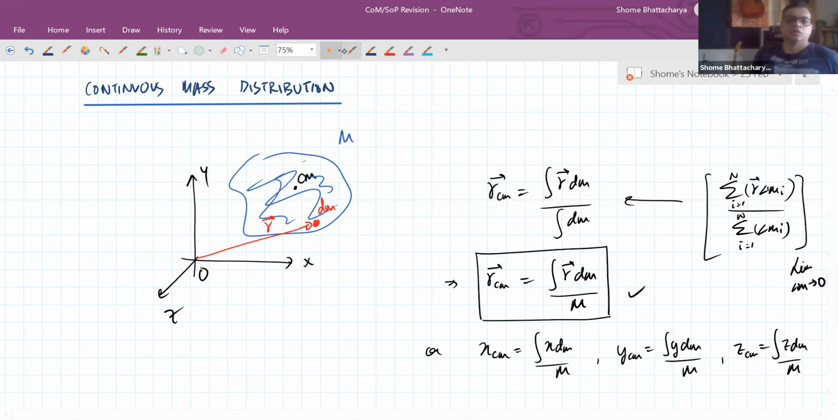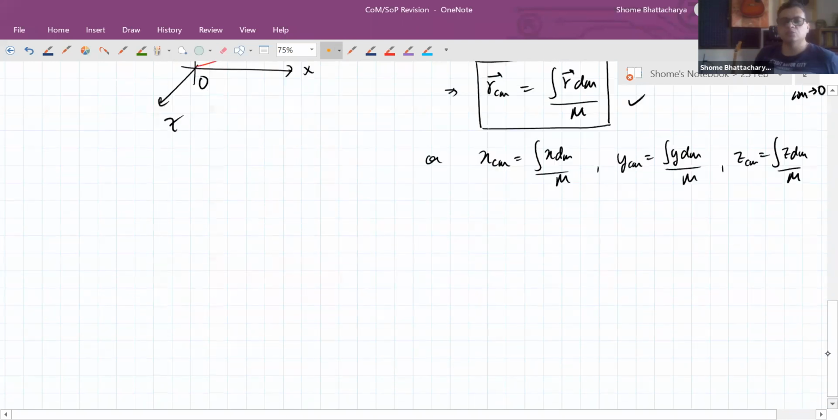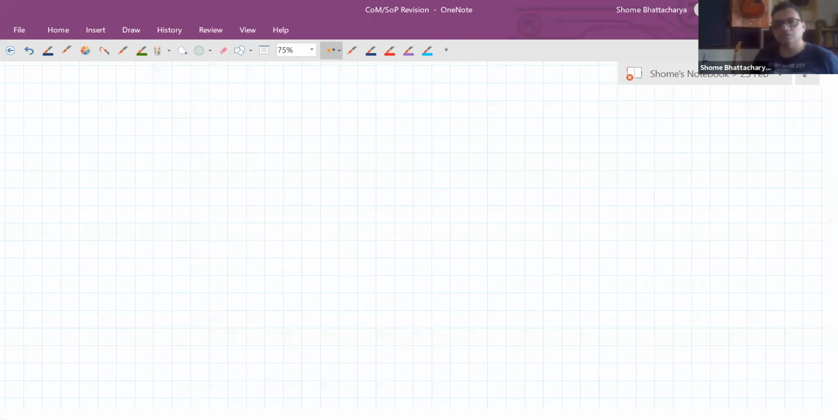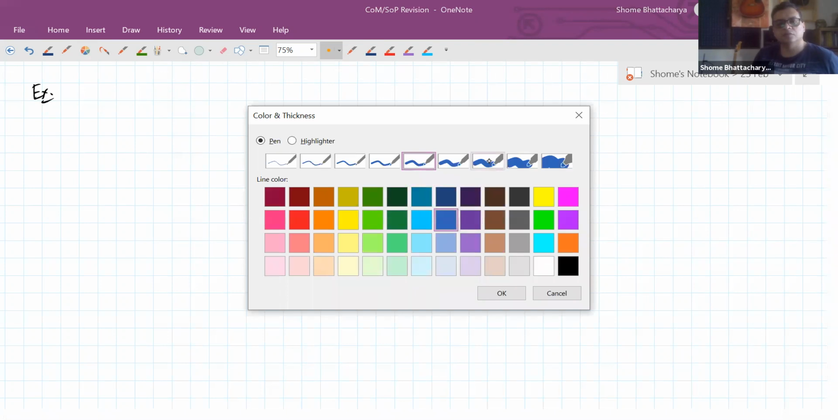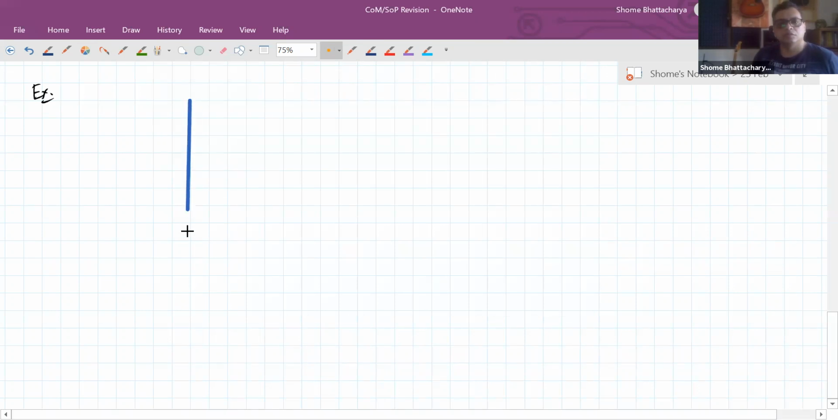Okay, so let's start with some examples of the applications of these formulae for center of mass and position of center of mass. And through these applications, we'll learn various techniques also, techniques and shortcuts, etc. So let's start with an example like this. Suppose we have a structure that is made like this.